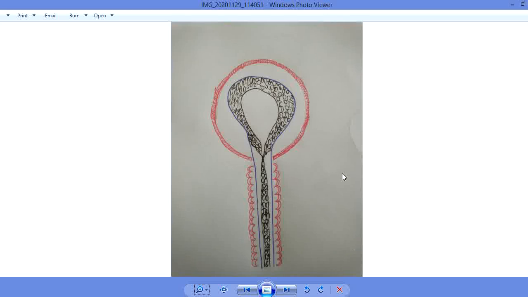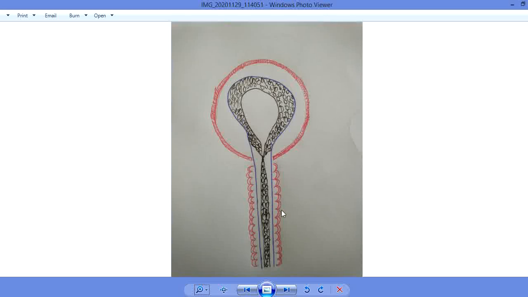Now coming toward this diagram, you can see that both the gray matter and white matter of the brain, and both the gray matter and white matter of the spinal cord, are surrounded by some bony structure. This is the skull. The skull is a bony structure which encloses the brain.